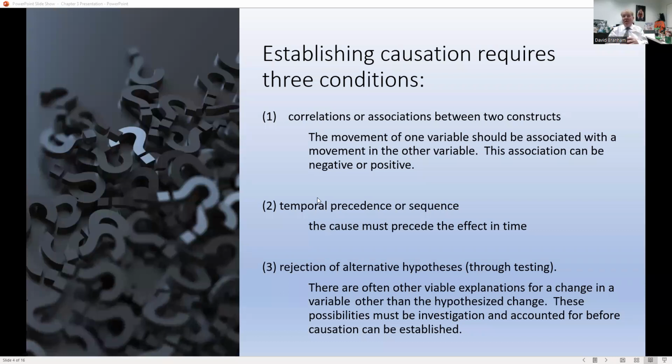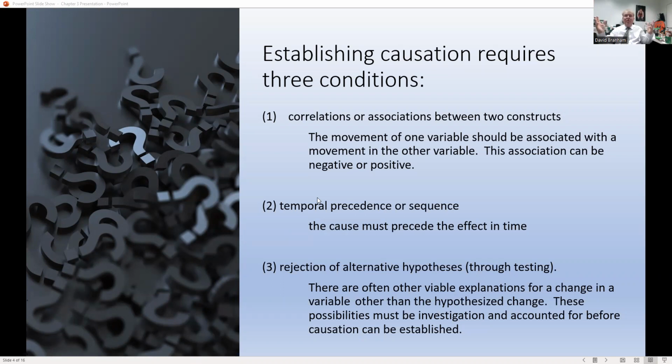Establishing causation requires three conditions. One, you have to have correlations or associations between constructs. The movement of one variable should be associated with the movement of the other. That association has to be there if you're going to have cause and effect. So if one variable is causing the other variable to move, when that variable moves, that other variable will move in sequence. Now, this association could be positive or negative.